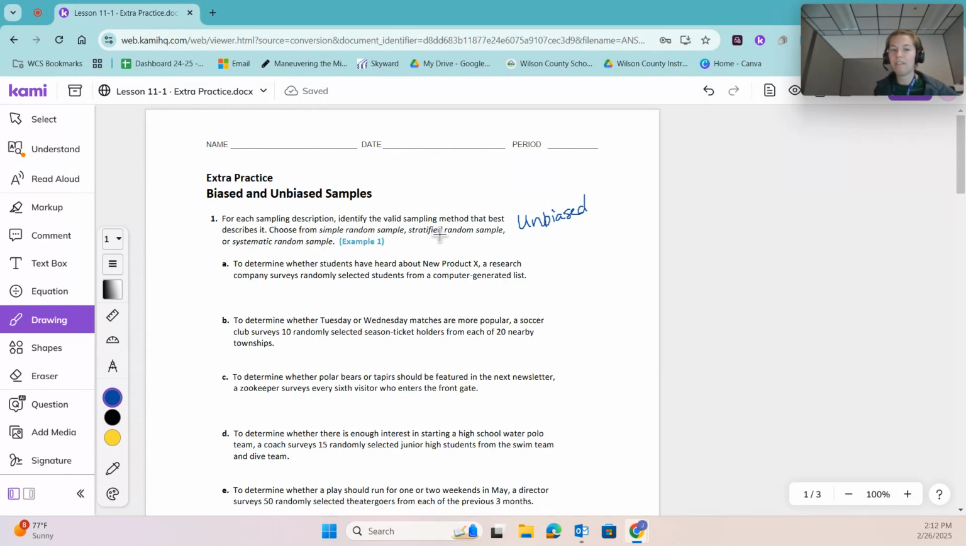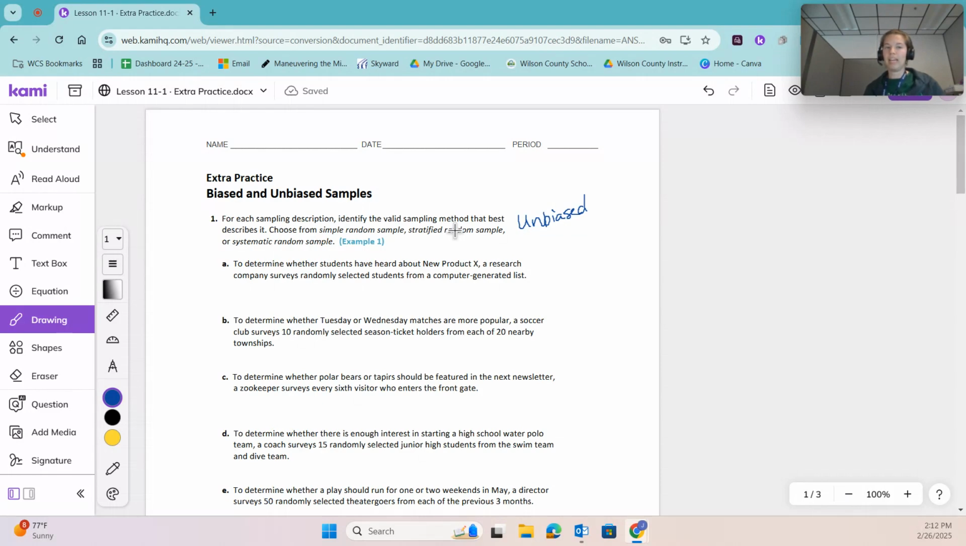Now, a stratified random sample is where, if you are asking about all middle schoolers, you would divide them up into sixth, seventh, and eighth grade, and then you would take like six random sixth graders, six seventh graders, and six eighth graders, and then you would pull that group that you have taken.